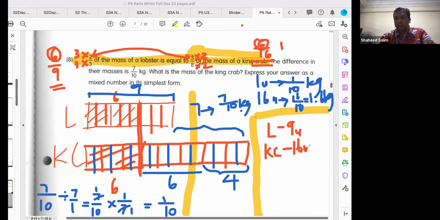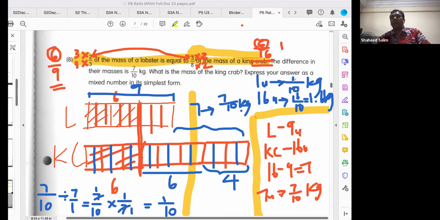And then let's read what the question says. The difference in their masses is 7 over 10. Difference is 16 minus 9. I get 7. The difference is 7 units. So 7 units is equal to 7 over 10 kg. And then we do the same thing. 1 unit is 1 over 10. Then you want to find how many units? You want to find king crab. King crab is 16 units. Times 16, you get 16 over 10, which is 1.6 kg.